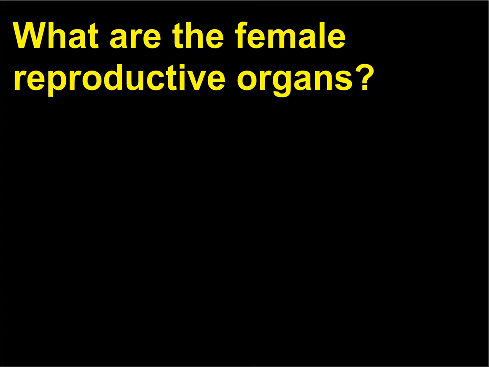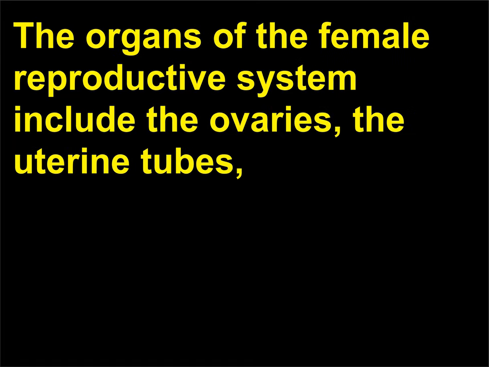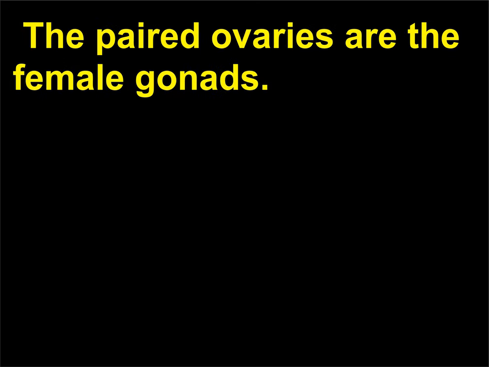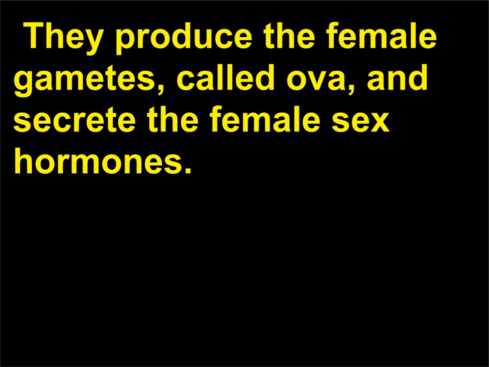What are the female reproductive organs? The organs of the female reproductive system include the ovaries, the uterine tubes, the uterus, the vagina, the external organs called the vulva, and the mammary glands. The paired ovaries are the female gonads. They produce the female gametes, called ova, and secrete the female sex hormones.